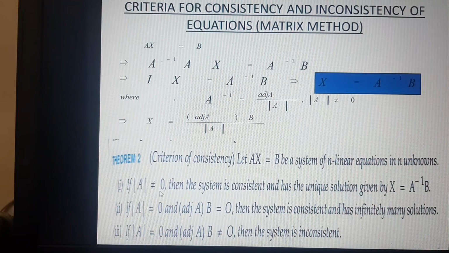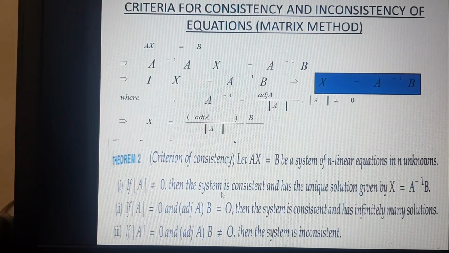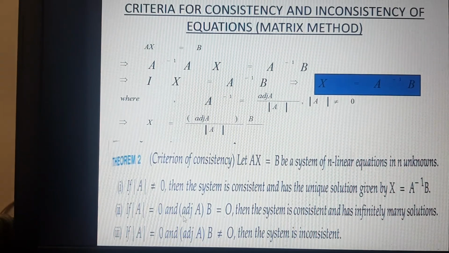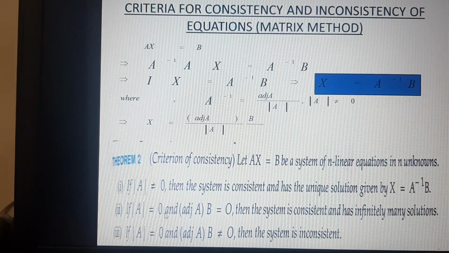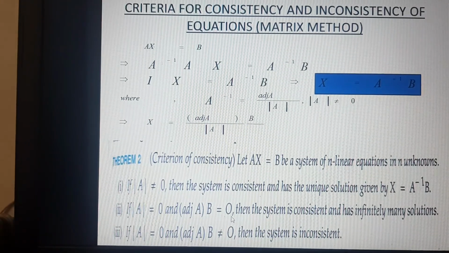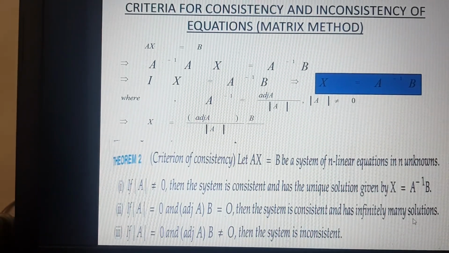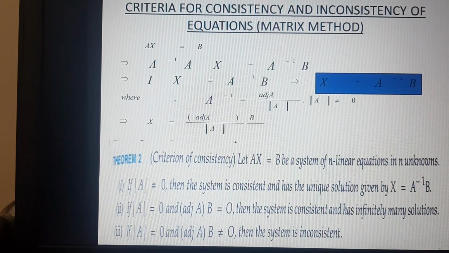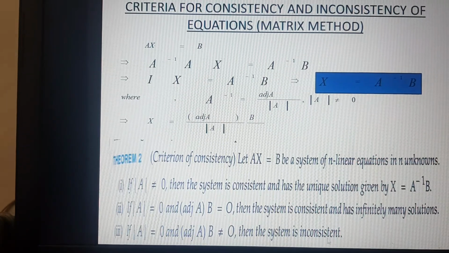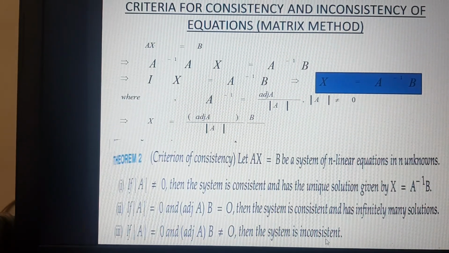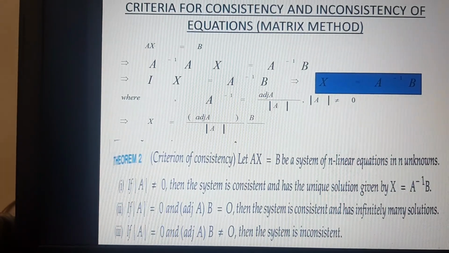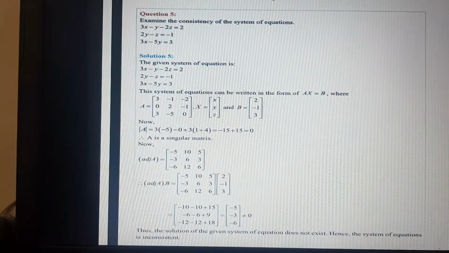If the determinant is not equal to 0, then the equations can be solved, therefore it is called a unique solution, as we did in the previous module. If the determinant of A is equal to 0, then we have to check the numerator adjoint of A into B. If it is equal to a null matrix, then the system is consistent and it has infinitely many solutions. If it is not equal to a null matrix, then the system is inconsistent, that is, it has no solution. In the board exams also, the criteria for consistency and inconsistency can be asked. Let us see an example.